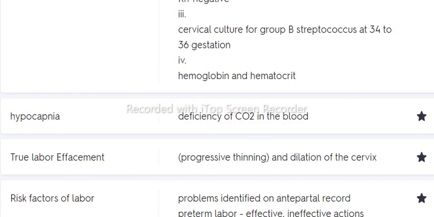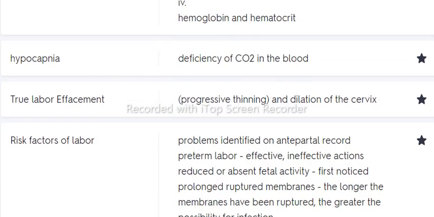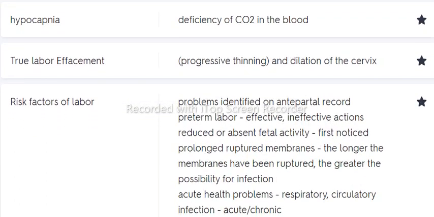Hypocapnia. Deficiency of CO2 in the blood. True labor: effacement and dilation of the cervix. Risk factors of labor.